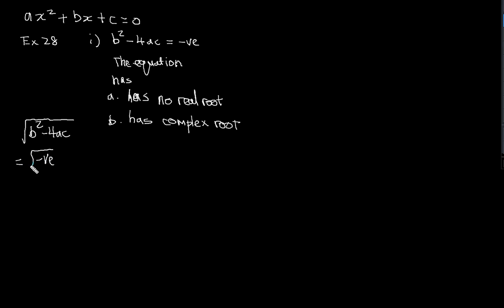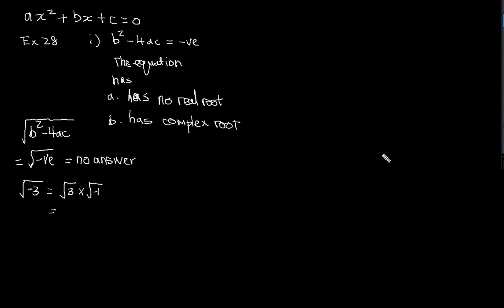which according to the current syllabus, the IGCSE, has no answer. Therefore, it says it has no real root. But actually, if you go further, the higher level of maths, this square root of a negative can actually be converted. For example, let's say minus 3. It can be converted into square root 3 times square root minus 1.